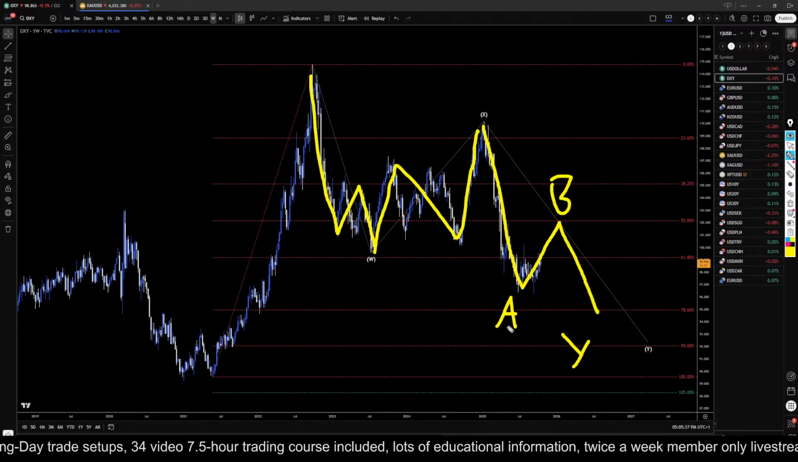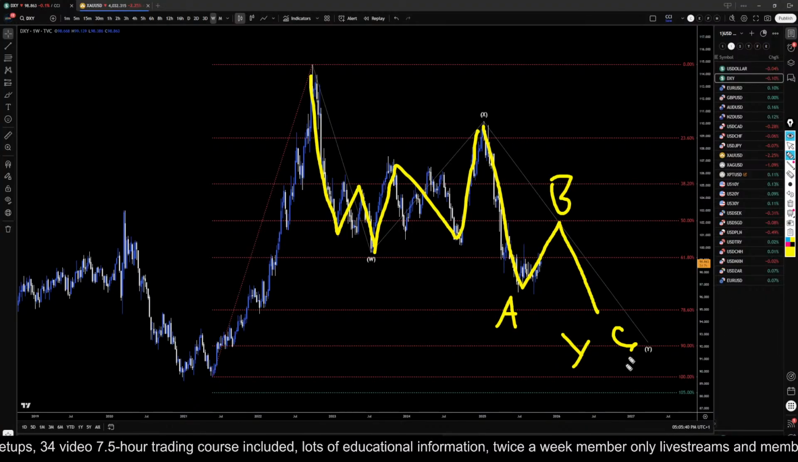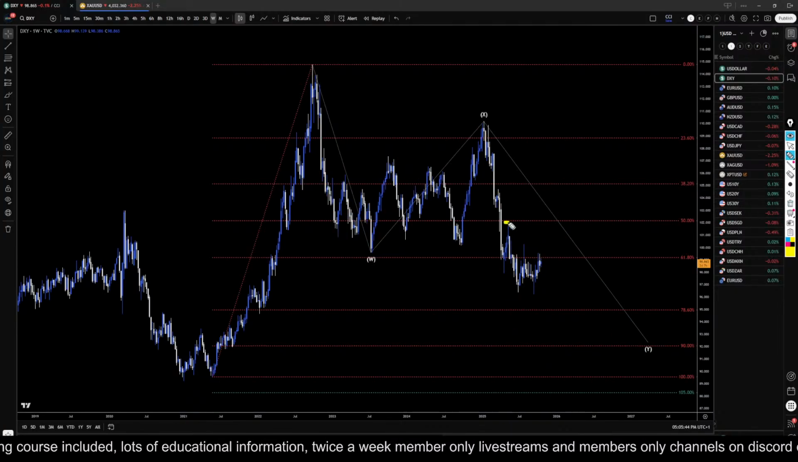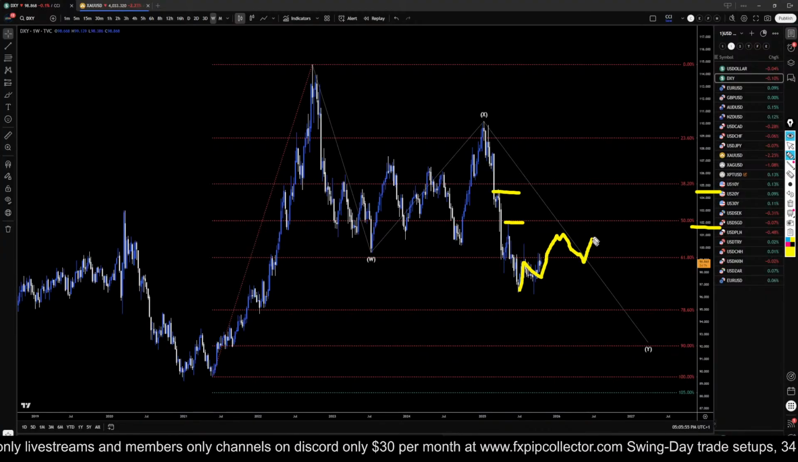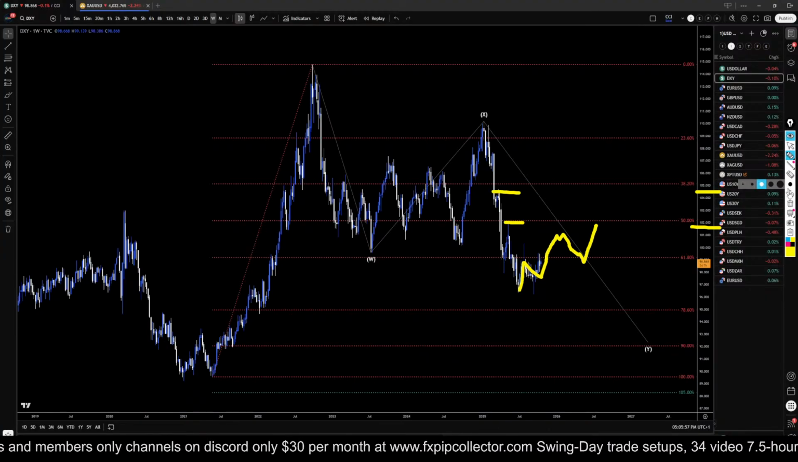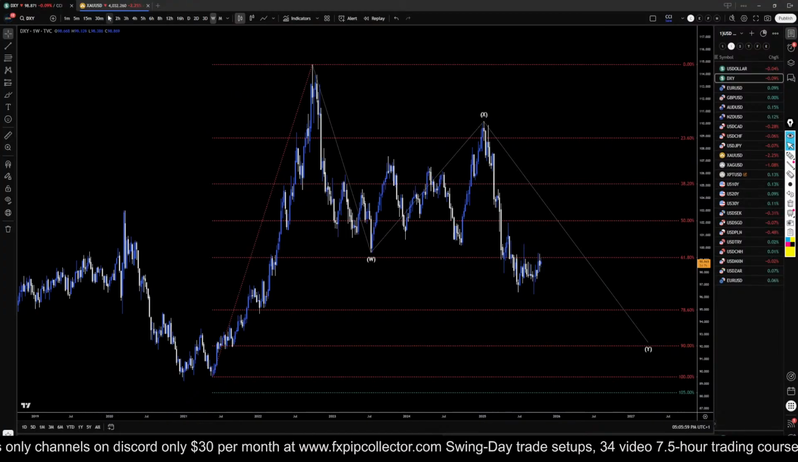But I think this is potentially an A, a B, and a C of wave Y that we're currently in right now. I would expect this wave B on the DXY to at least go back up to the 102 area. It might even go back up towards like the 105 area. So I'm thinking there's a very good likelihood that the dollar is going to stay bullish overall for probably a pretty significant amount of time, definitely.